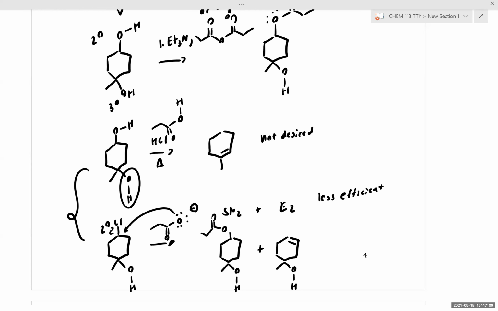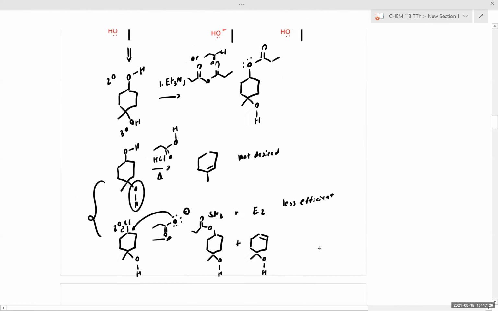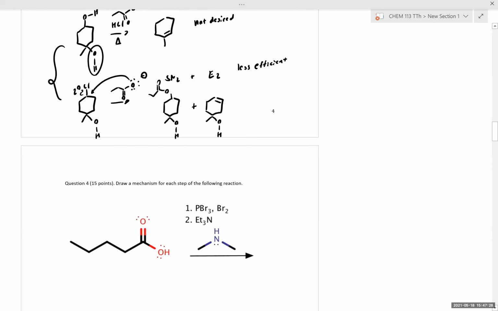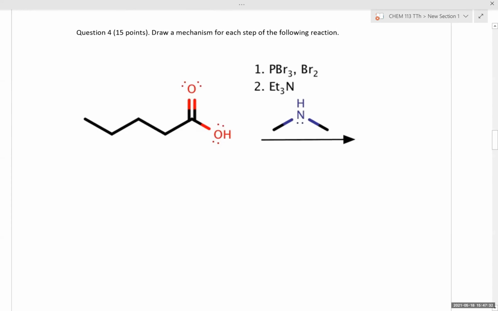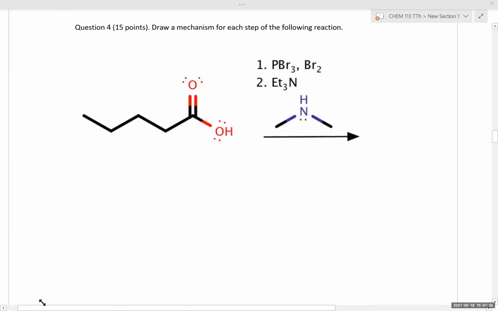Any questions on this example before we move on? If we don't have any other questions, let's look at this next example. In this case, we're asked to draw the mechanism for each step of the following reaction.